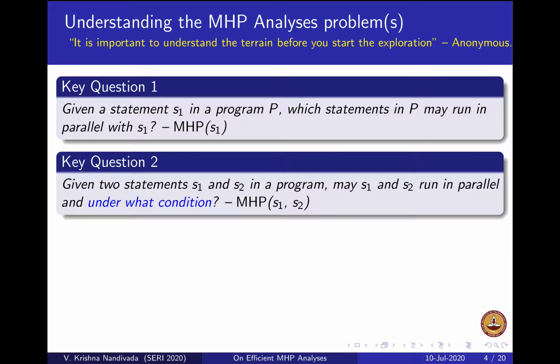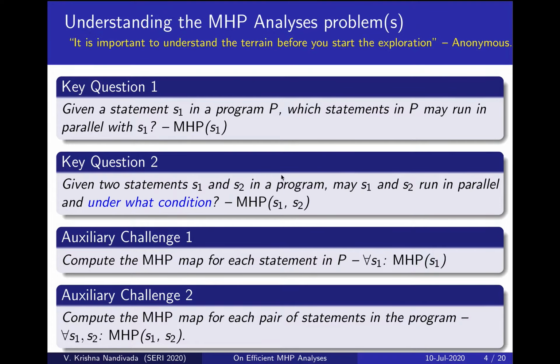There are two typical key questions asked in the context of MHP analysis. For a given statement S1 in a program, compute which all statements may run in parallel with S1, MHP S1. There is another type of question that is asked. Given two statements S1 and S2, may they run in parallel and under what condition? MHP S1, S2. Corresponding to these two key questions, we will also see two auxiliary questions that are commonly asked. For all statements S1, compute MHP S1, or for all pairs of statements, compute MHP S1, S2.